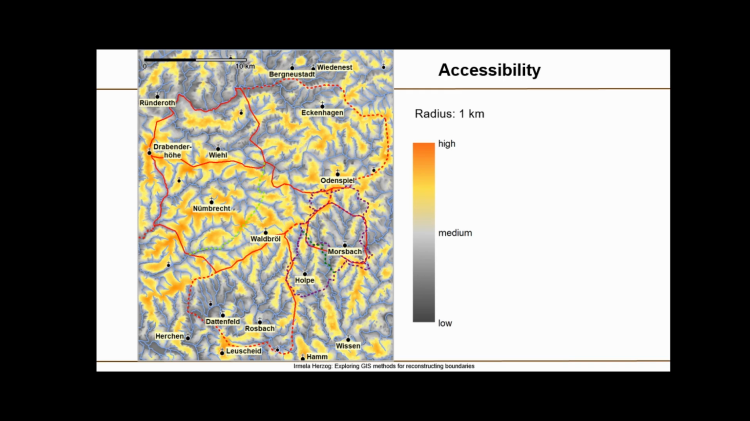As you see here, the boundaries, the historical boundaries, are mostly found in high accessibility areas, and some are found in very low accessibility areas, i.e. they coincide with rivers. So there seem to be mainly these natural boundaries, which are either high accessibility or rivers.